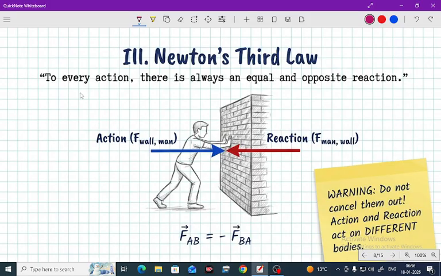Newton's third law: to every action there is always an equal and opposite reaction. Action, the force of the fall on the man applied. Reaction, the force on the man, the wall applied. So F_AB equals minus F_BA. Warning, do not cancel them out. Action and reaction act on different bodies.